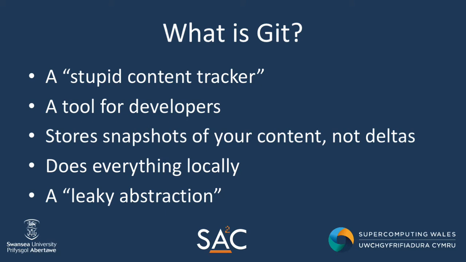One of the main differences between Git and some other, more traditional content management systems, is that it stores snapshots of your entire current working directory. It stores entire snapshots of all of your files at any point in time, rather than storing just deltas, which is the way a more traditional source control system works. And the other thing is that it does everything locally, so we're doing what we call a distributed source control model.